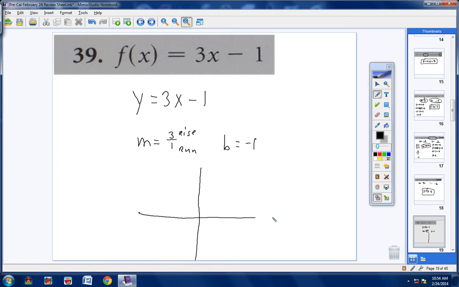Let me draw a kind of rough sketch here of a Cartesian coordinate plane. And then put some quick tick marks here.